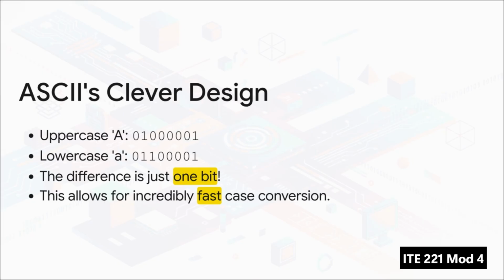Now, what's really amazing is how elegant ASCII's design was. Just look at the binary for an uppercase A versus a lowercase a. See that? They only differ by a single bit. That wasn't an accident. It was a brilliant hack that let computers switch text from upper to lowercase almost instantly, just by flipping one tiny bit.